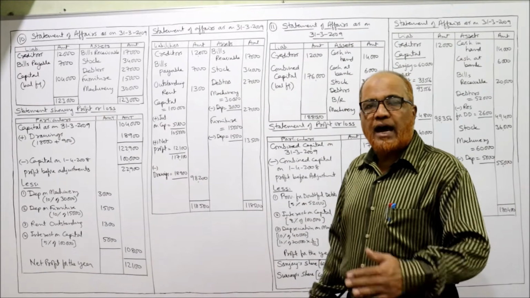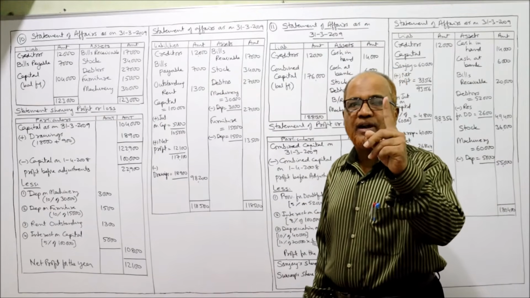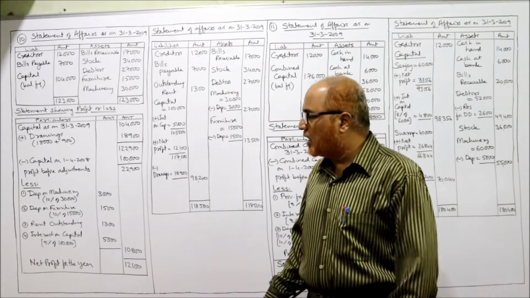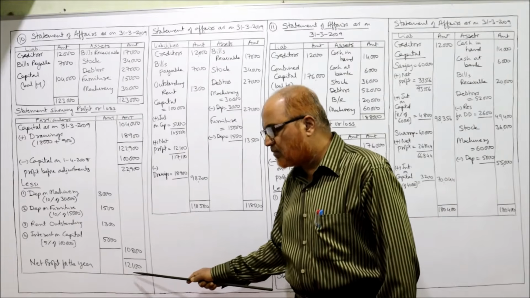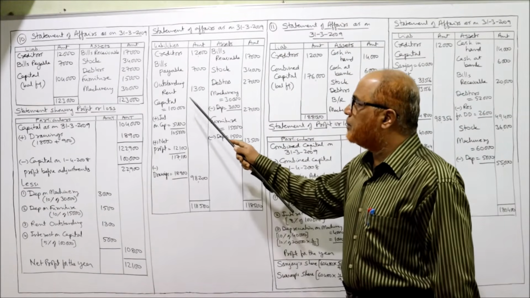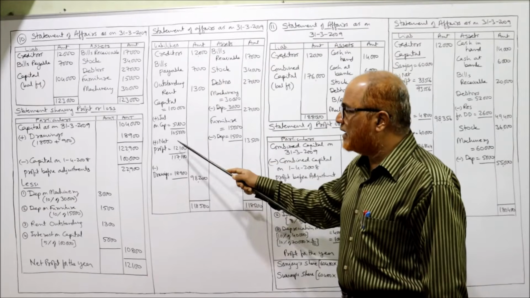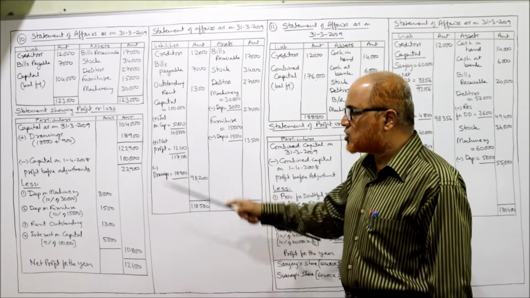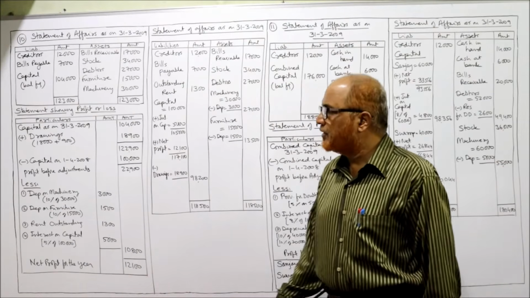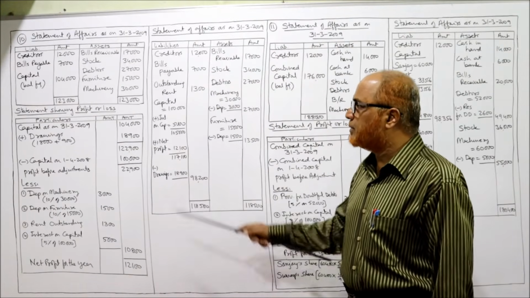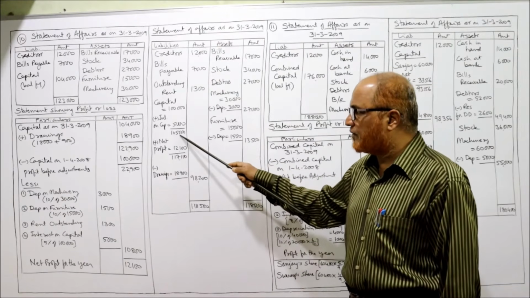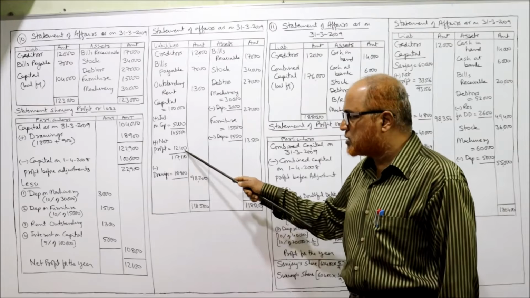Now capital. At the beginning of the year, capital was 1 lakh rupees. During the year, profit earned. How much is the profit earned? 12,100. The profit will be added to capital. So 1 lakh rupees capital, add net profit 12,100, interest on capital. How much is the interest on capital provided? 5,000. So capital, add interest on capital 5,000, 1 lakh 5,000, add net profit 12,100.